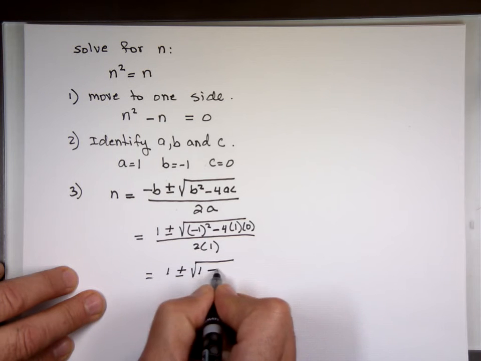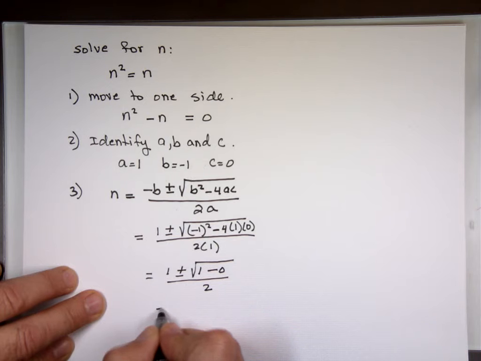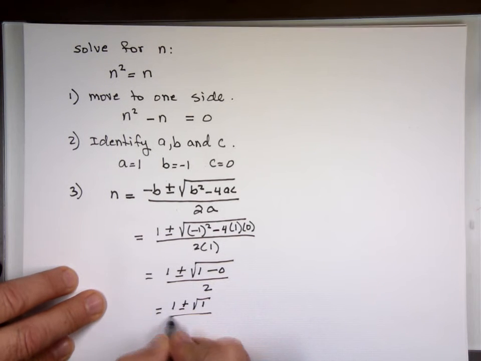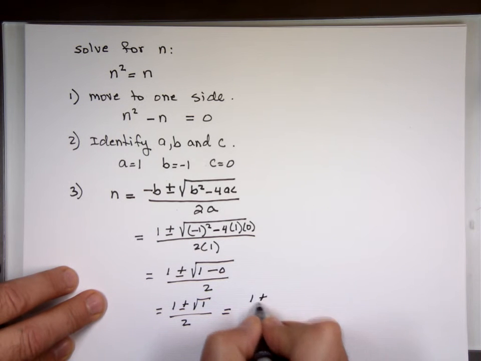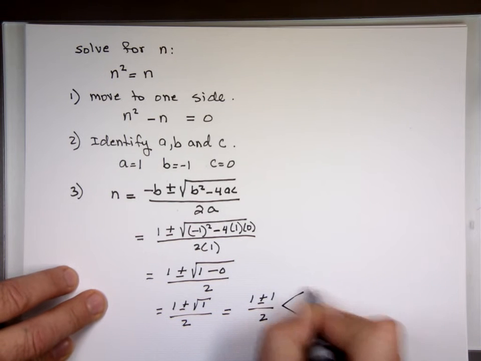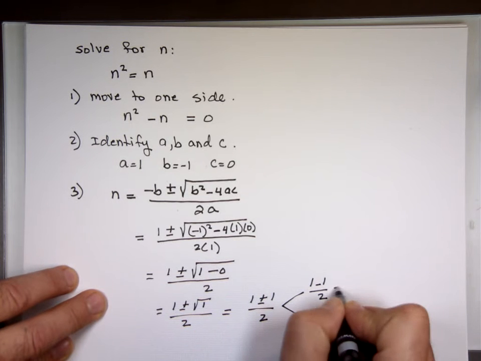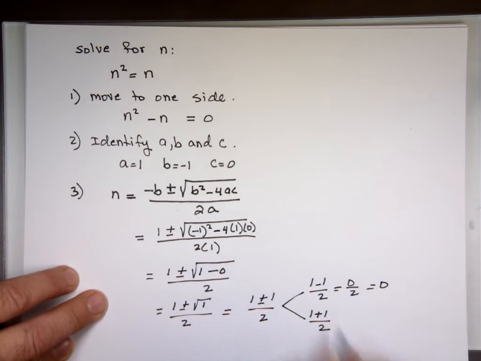One minus 0 over 2, and what's the square root of 1? It's 1. So one solution, 1 minus 1 over 2, the other one 1 plus 1 over 2. 0 over 2, which is 0. 2 over 2, which is 1.